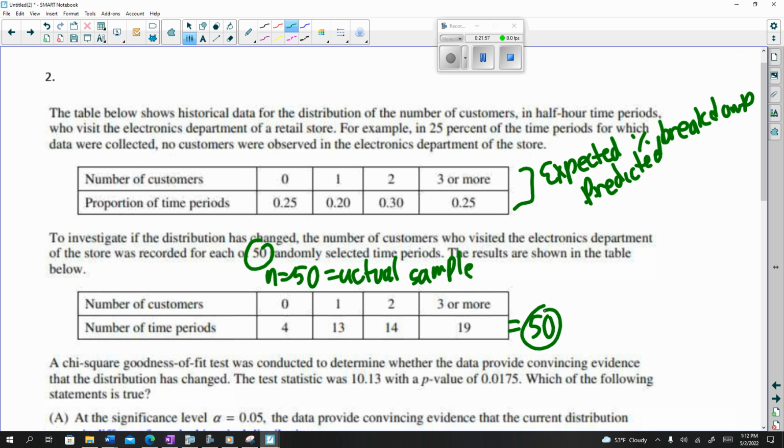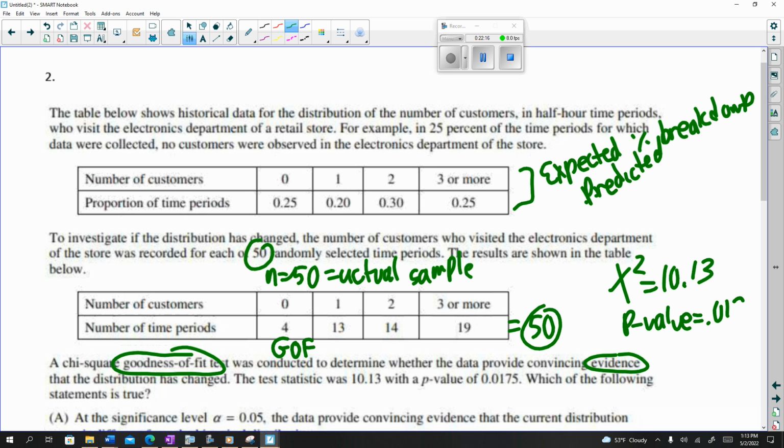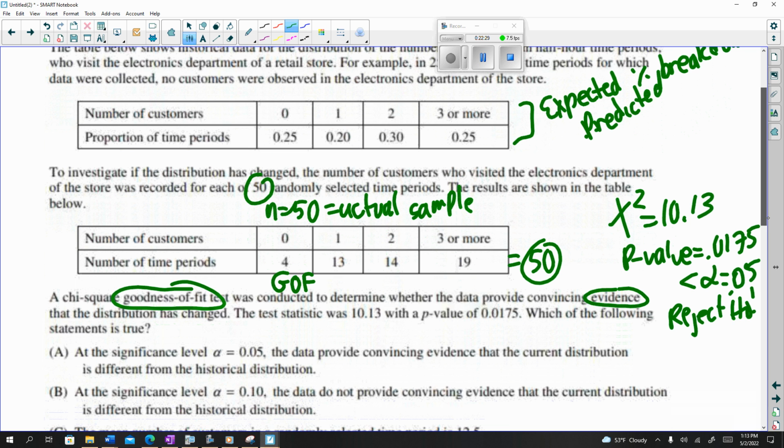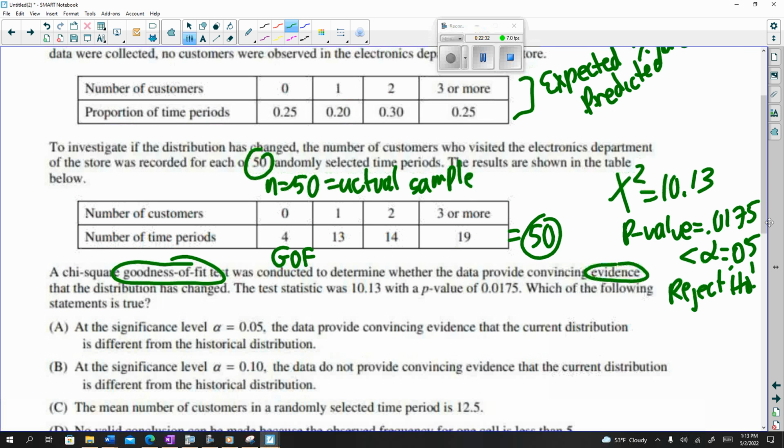Okay. So it says a chi-squared test for goodness of fit, so that's the kind we're doing, GOF for goodness of fit, was conducted to determine whether the data provide convincing evidence that the distribution has changed. The test statistic was 10.13 and the p-value was 0.0175. Which of the following is true? So if p is low, will we reject the null? We would, because p is less than 0.05. So reject the null, and we say that there is evidence against the null for the alternative.